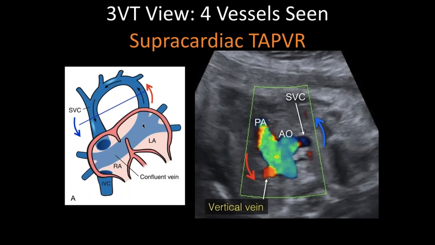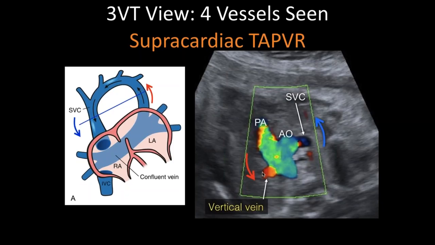In this schematic here, you see the pulmonary veins coming into a confluent vein behind the heart. They're not draining to the left atrium. And then there's a vertical vein that's taking them up, connecting them with the brachiocephalic, and it's coming down into the SVC. This is one of the most common forms of total anomalous pulmonary venous return. And it shows you at the level of the 3-vessel trachea view, an additional vessel there.